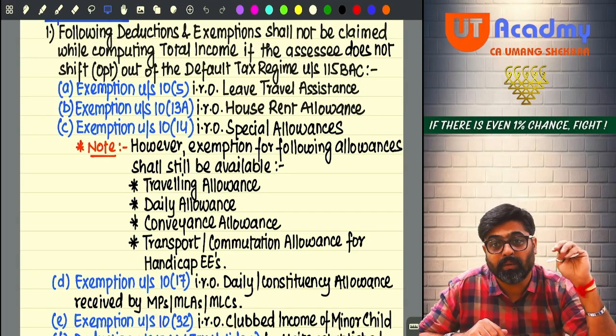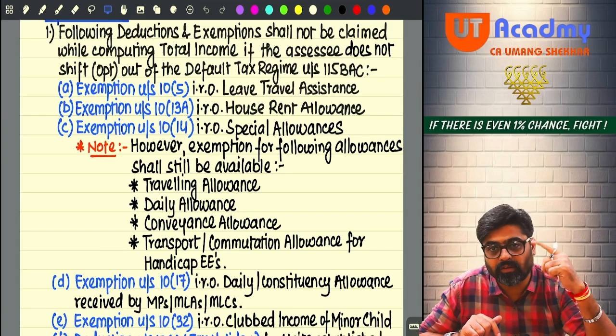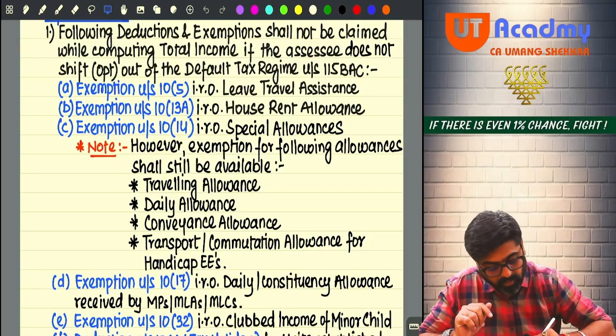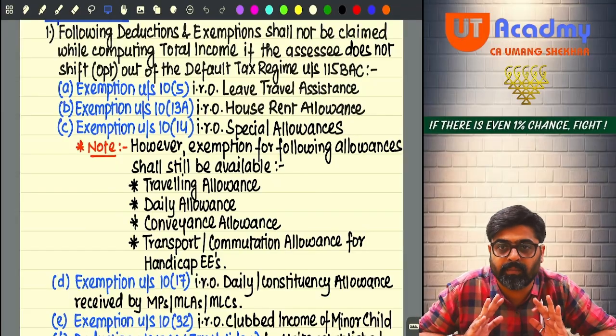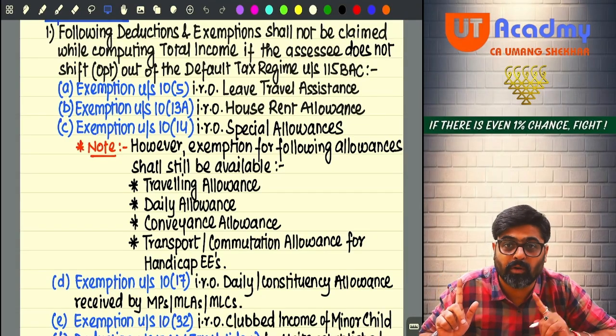But if you don't shift out, if you remain in 115BAC, the exemption available for these special allowances will not be given, except for these allowances. For these allowances, even if you follow 115BAC, exemption will still be available: traveling allowance, daily allowance and conveyance allowance. Amount spent, to that extent it is exempt, yes or no?